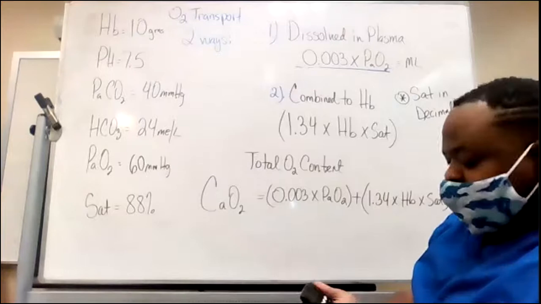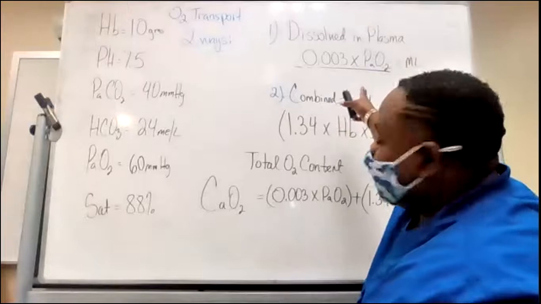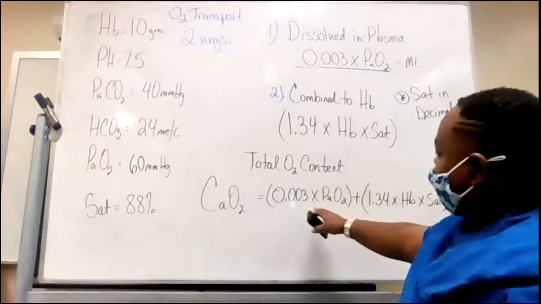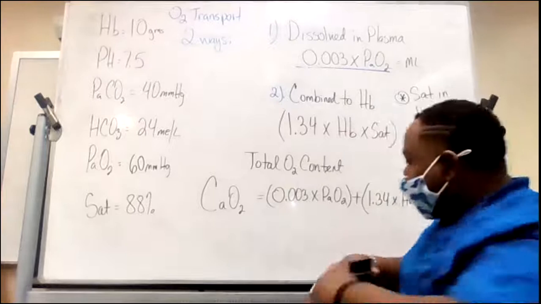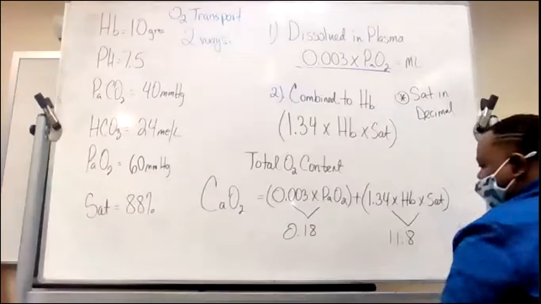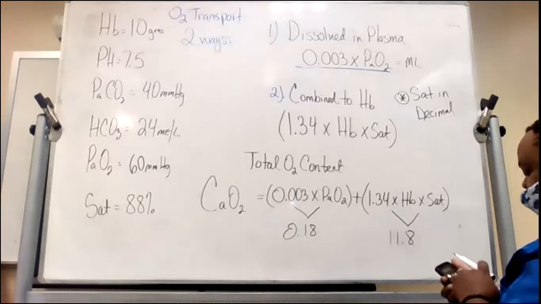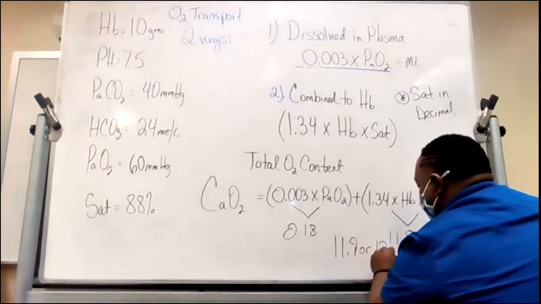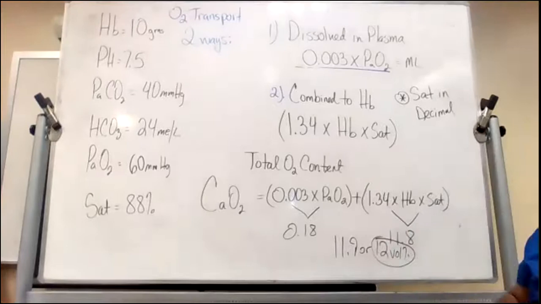But I just take this whole 11.792 and add the dissolved to it, and that's going to give me my total, because the total is simply my dissolved plus my combined. We said my dissolved was 0.18, and the combined was, let's just say, 11.8. I add those two together: 11.8 plus 0.18 is 11.9, or you can say 12 volumes percent. This will be my total.